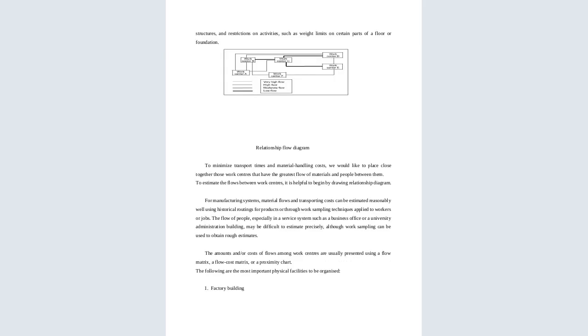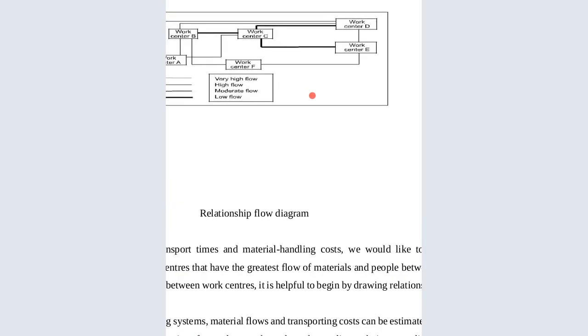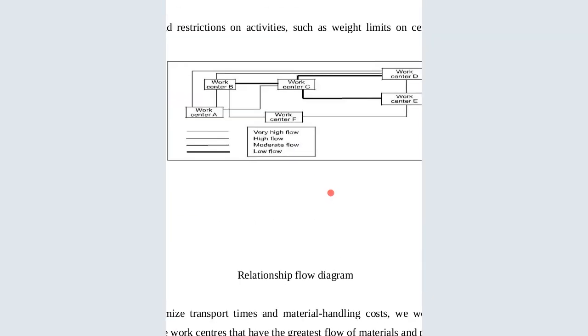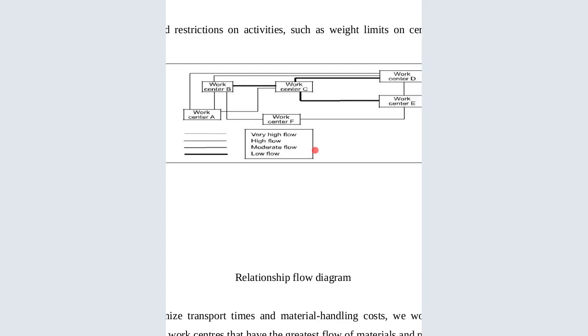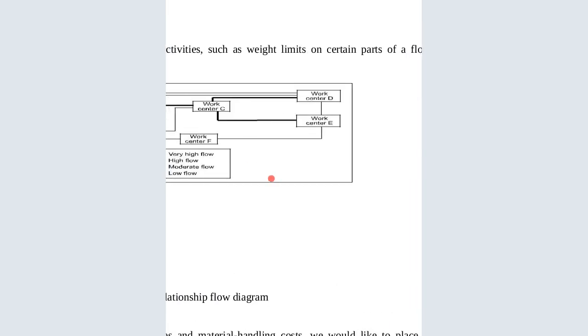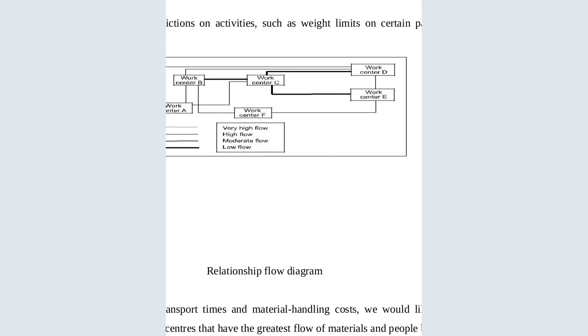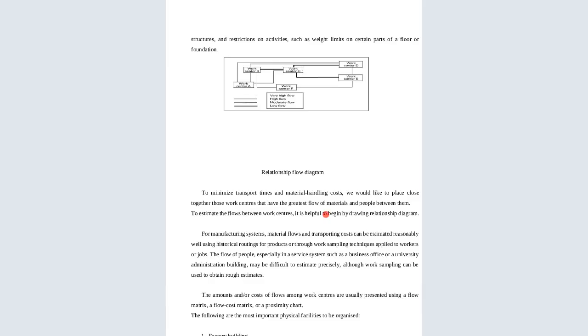That is how it looks. Let me just zoom the picture and then I go back. Now, if you have work center A, center B, center C, center D, center E, and center F, we have very high flow and moderate flow.